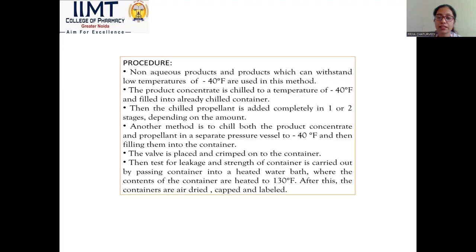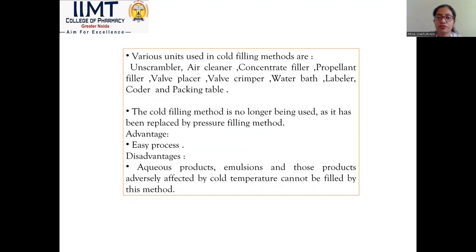The valve is placed and crimped onto the container. Then a test for leakage and strength of the container is carried out by passing the container into a heated water bath where the contents of the container are heated to 130°F. After this, the containers are air dried, capped and labeled. Various units which are used in cold filling methods are unscrambler, air cleaner, concentrate filler, propellant filler, valve placer, valve crimper, water bath, labeler coder, packing tables.